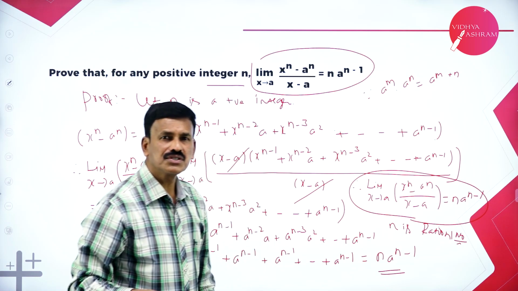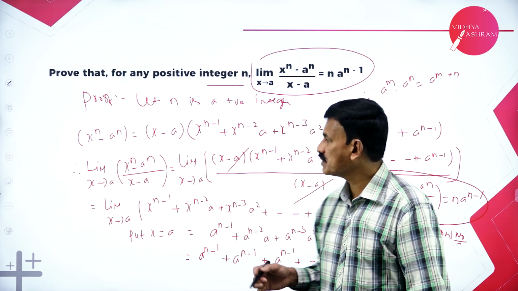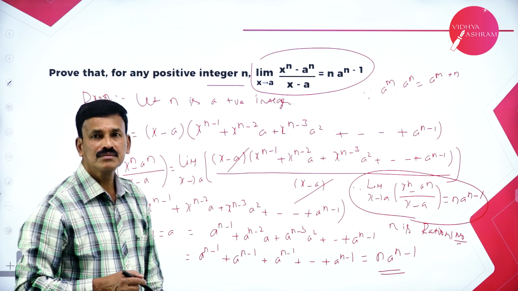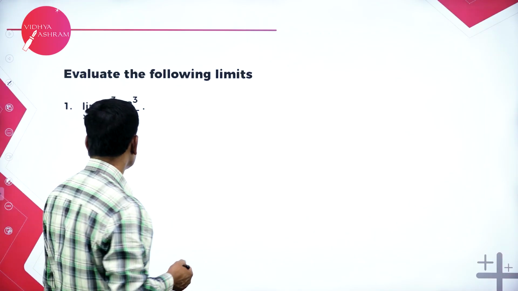Positive integer, negative integer, or a fraction. This is how we are going to derive this theorem. Very important for the point of examination. Hope you followed. Okay. Now based on this, let us discuss few examples. Now move on to the first problem.